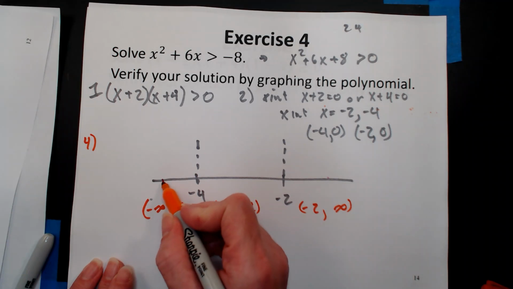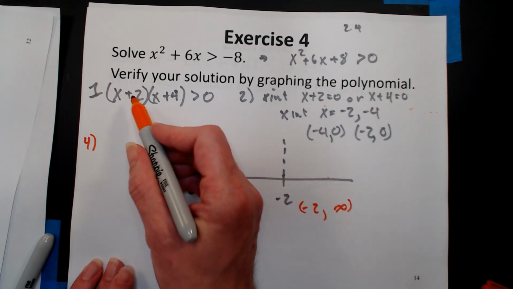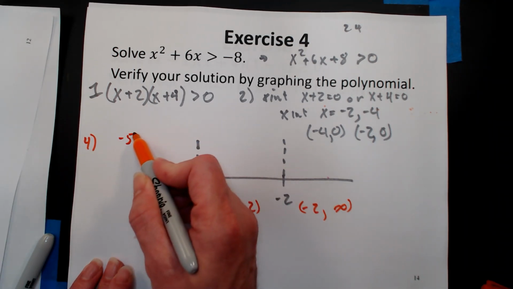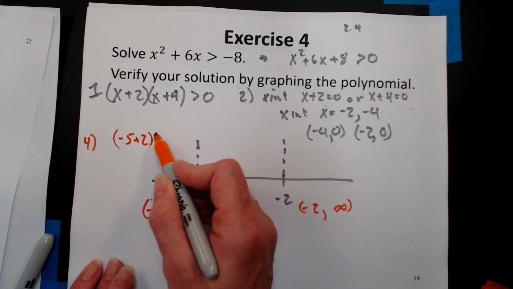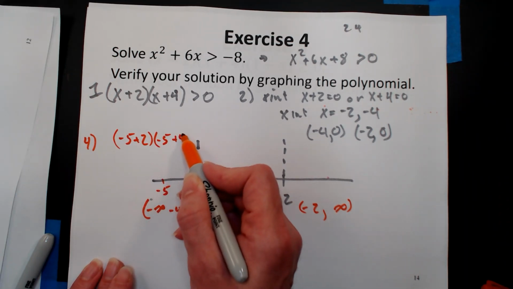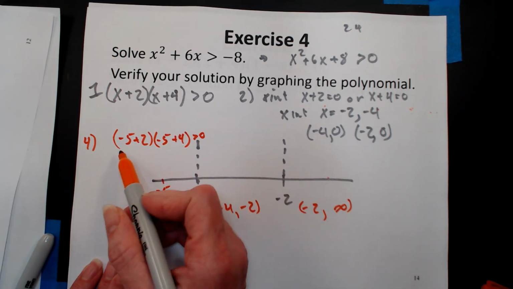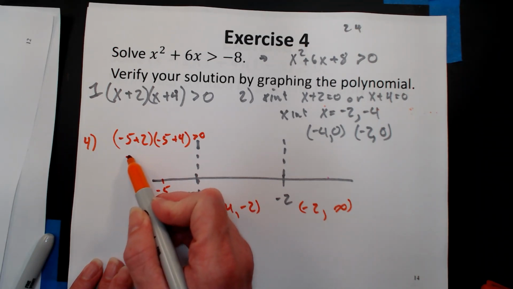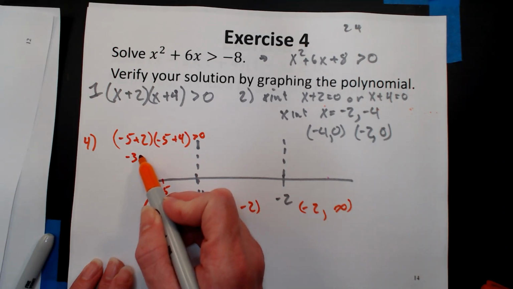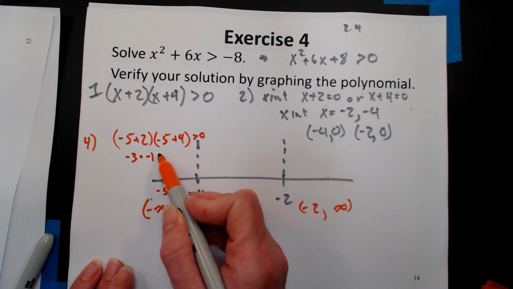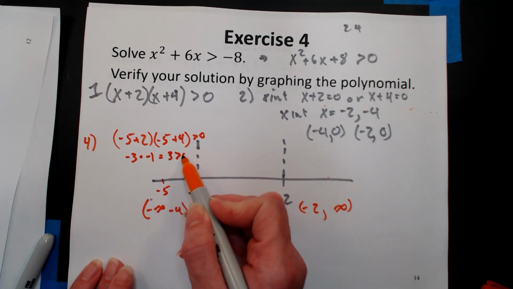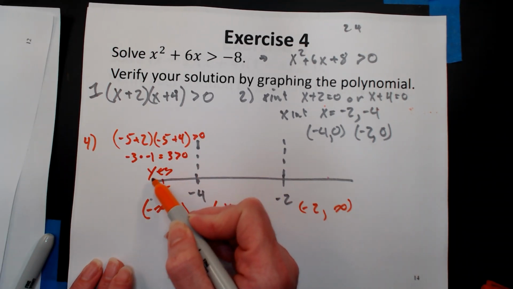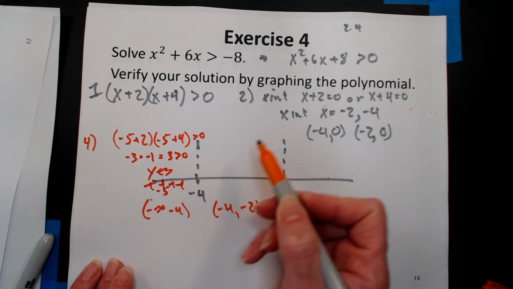So something left of negative 4 is negative 5. We plug in negative 5 and we get negative 5 plus 2 times negative 5 plus 4. Is that greater than 0? So we're going to have negative 3 times negative 1, and that's going to give me positive 3. Is that greater than 0? Yes. I get positive numbers back out.